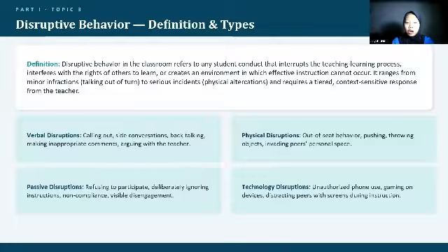Physical disruption: out-of-seat behavior, pushing, throwing objects, invading peers' personal space. Passive disruption: refusing to participate, deliberately ignoring instruction, non-compliance, visible dissent. Technology disruption: unauthorized phone use, gaming on a device, distracting peers with a screen during instruction.